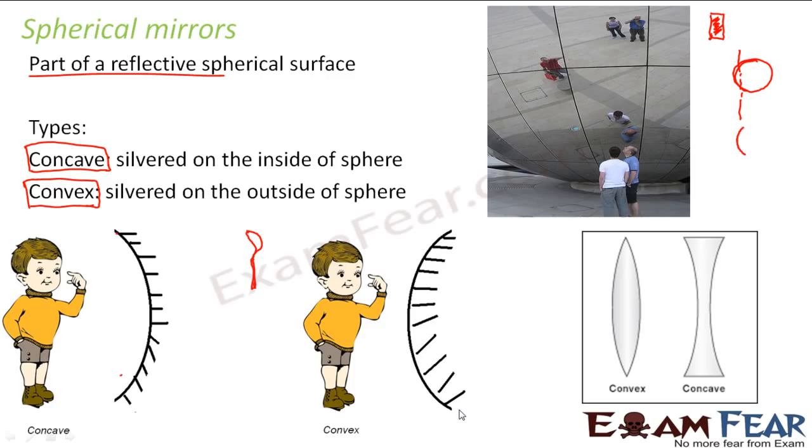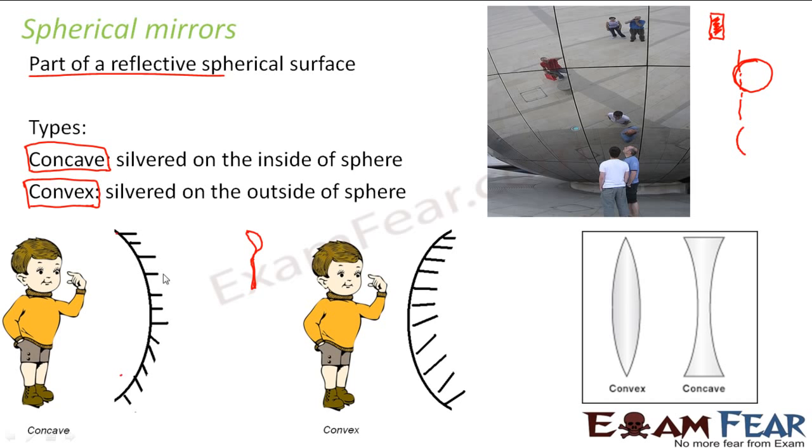So what is a spherical mirror? Let me quickly review. A spherical mirror is nothing but a part of a sphere which is reflective. If you imagine a reflective sphere, you cut a portion of the sphere, you get a spherical mirror. Now there are two types, concave and convex. Concave is silvered inside, convex is silvered outside. So you can remember it in this way, and this is how we denote it diagrammatically.